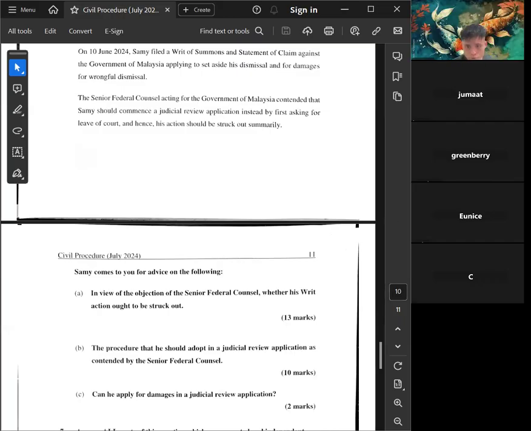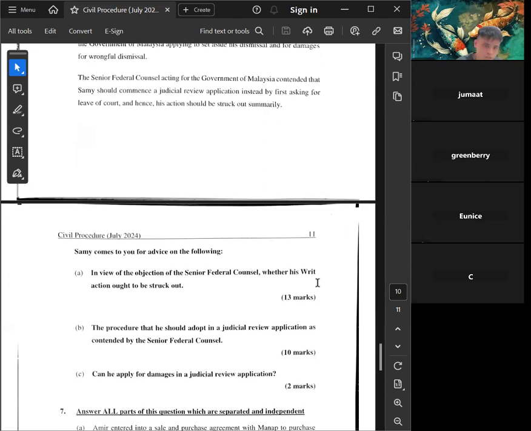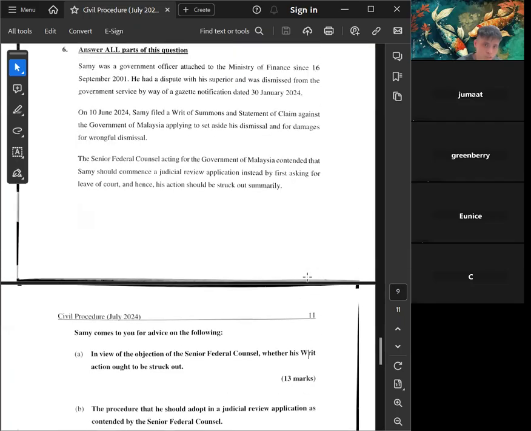Okay, correct. Leave should be first obtained. But on from the issue, right? This is a 13 marks question. We must write some objections. Okay, so for the first one, we want to see what is the cause of action. The cause of action is unfair dismissal under a government body. So apparently, whether he has a cause of action against the government.